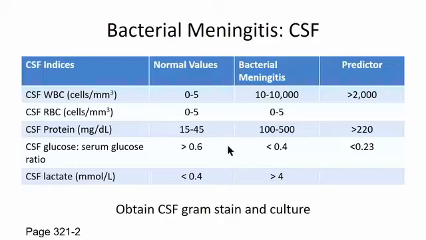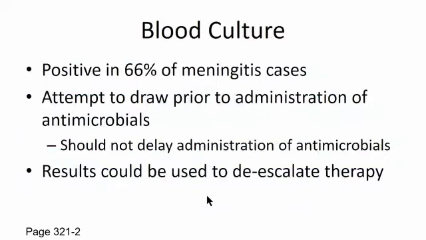So once again, we want to look at the CSF profile, and we also want to send the CSF gram stain for culture. Aside from CSF culture, blood cultures are also important. Blood cultures can be positive in upwards of two-thirds of all cases of meningitis. Ideally, we should attempt to draw them prior to antimicrobials, but we should not delay the administration of antimicrobials while waiting. The reason we want to draw a blood culture is that a lot of times we can use these results to help us de-escalate antimicrobials. Your CSF culture may not necessarily be positive, but your blood culture can be positive.